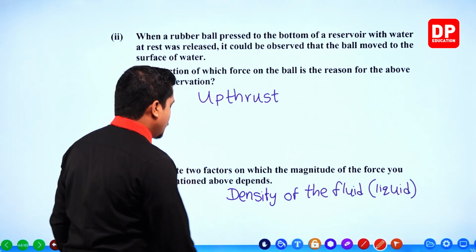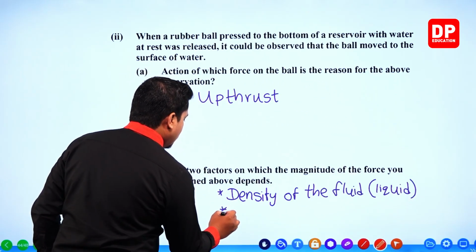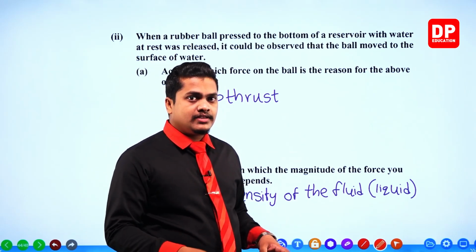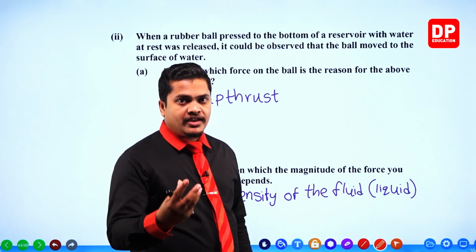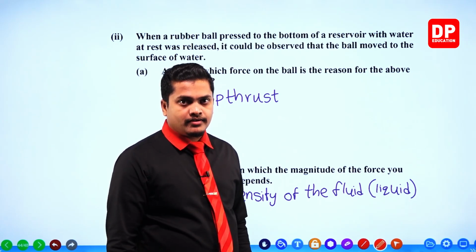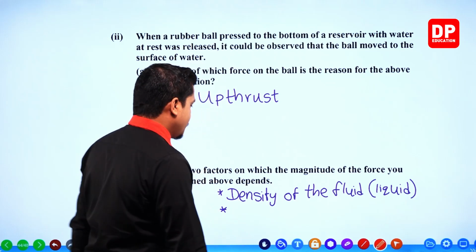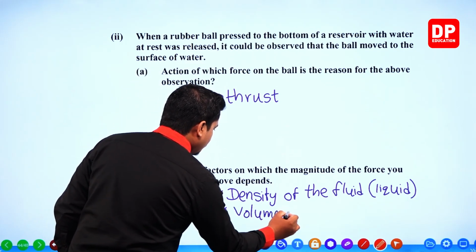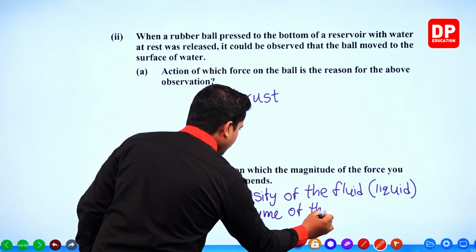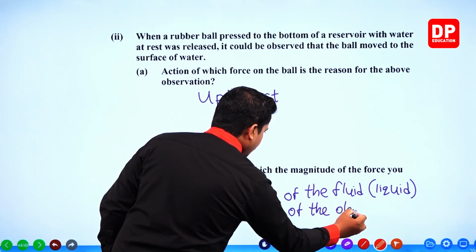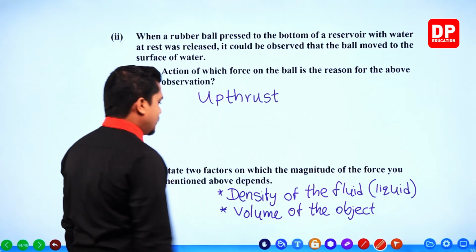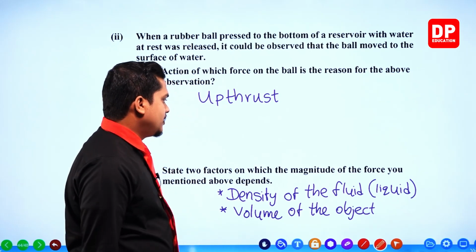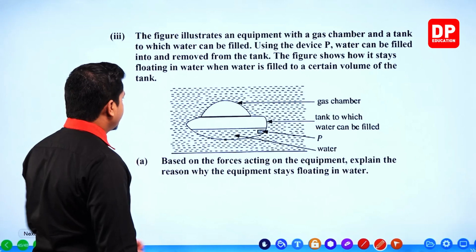Then next one, my dear children, you know that yes, immersing a certain ball, or else an object, the volume of that object is also important, right? Volume of the object. This is the second factor. Density of the fluid and volume of the object. Right, then the next question.